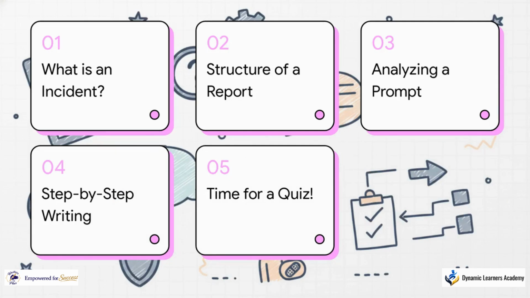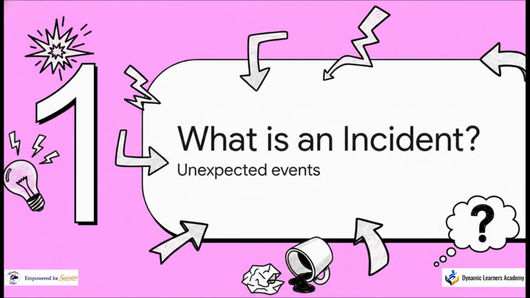Here is our game plan for today. We'll start with part 1, figuring out what an incident actually is. Then part 2, the structure of a report. Part 3, we'll practice analyzing a prompt together. Part 4 is our step-by-step writing guide. And finally, part 5, it's quiz time. Okay, let's kick things off with part 1.